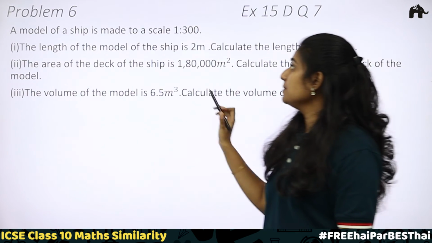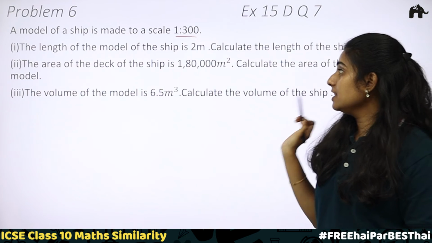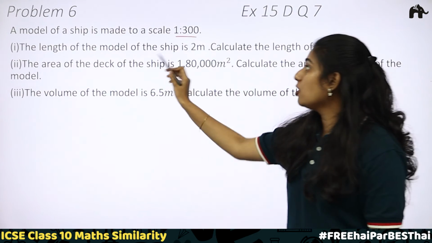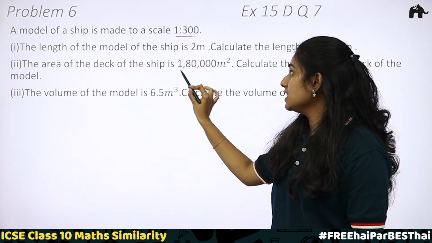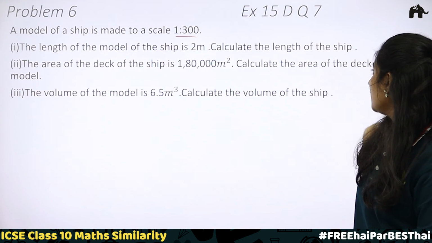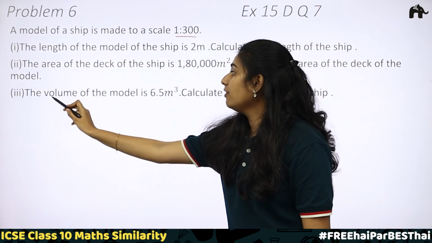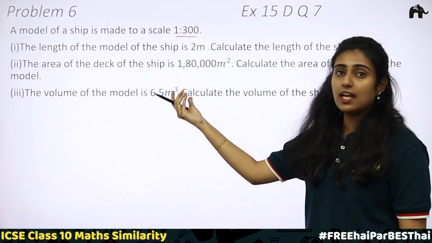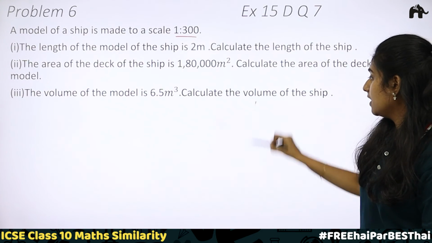A model of a ship is made to a scale 1:300. First, we have to find the length of the ship if the length of the model of the ship is 2 meter. Second, the area of the deck of the ship is given, which is 1,80,000 meter square. We have to calculate the area of the deck of the model. And the third question, we have to find the volume. The volume of the model is given, that is 6.5 meter cube. We have to calculate the volume of the ship.